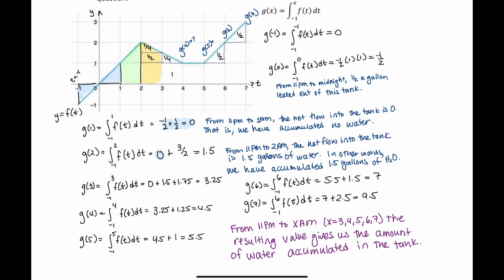So what does that tell me? That this amount of area from 2 to 3, so the amount of water accumulated between 2 and 3 a.m. is 1.75 gallons. So all I need to do is add that to the previous value of 1.5 to get 3.25. Now the same goes for G of 4. Here, how much do we have accumulated? We have 1.25 accumulated. So we're going to take our previous value of 3.25 and add our 1 1/4 accumulated value to get 4.5.